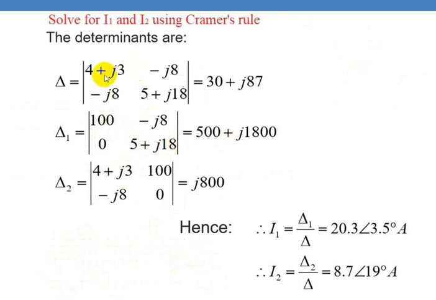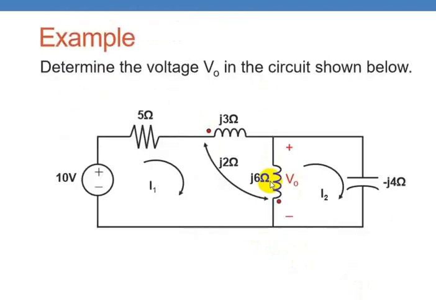Del 2 is again in this matrix. The second column elements should be replaced with 100 at an angle 0. So you will get del 2. Now find I1 as del 1 by del. So you'll get 20.3 at an angle 3.5 degrees. I2 is del 2 by del, which will be equal to 8.7 at an angle 19 degrees. So this is how we should solve this problem.